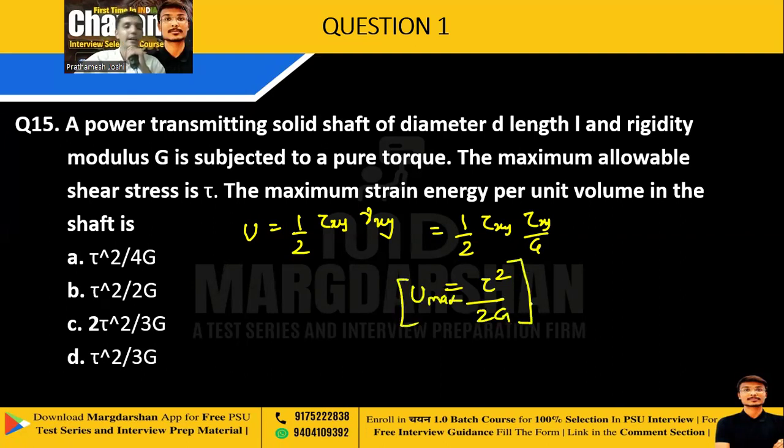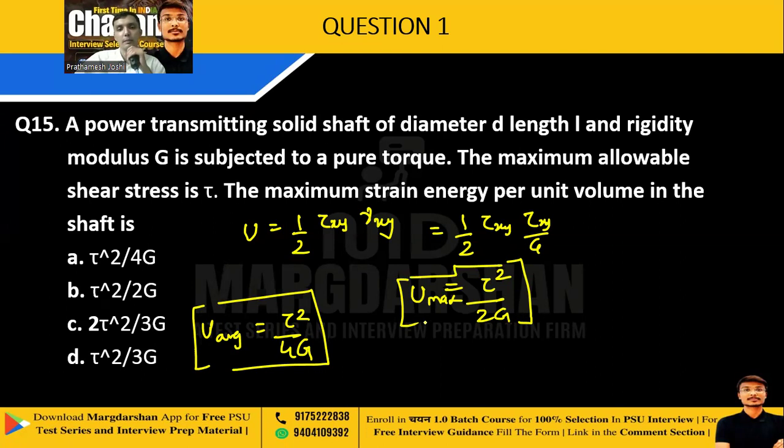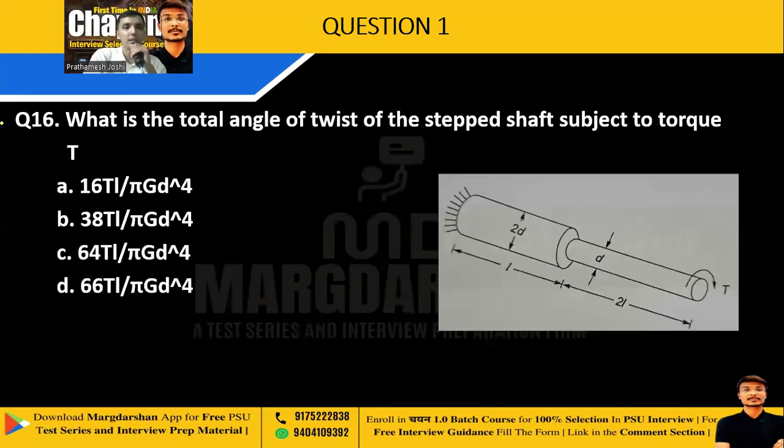And we were to find out the U average. That should be tau square upon 4G. Okay. Just remember these two. Remember this one fundamental equation: U is equal to half tau xy gamma xy. Rest is simple. Okay. So we are done with the 15th.